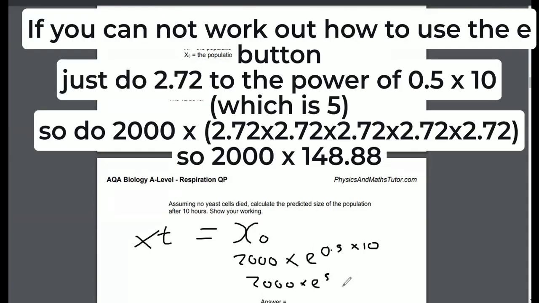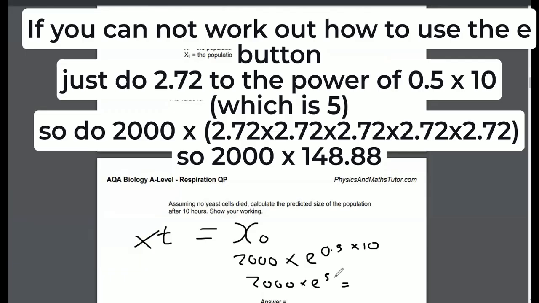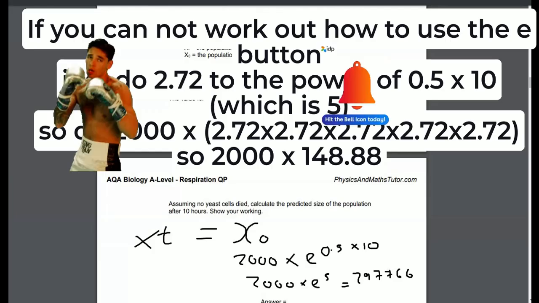And that is going to get you, let me just smash that in my calculator and I'll tell you what that gets me. So where is my button? There we go. Bash, bash, bosh. Give me 29,766. And there we go.